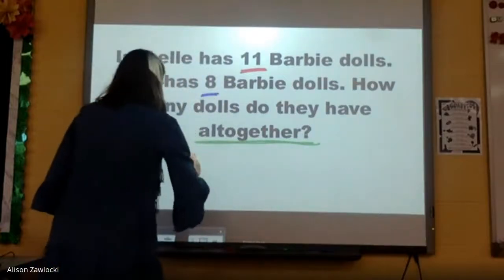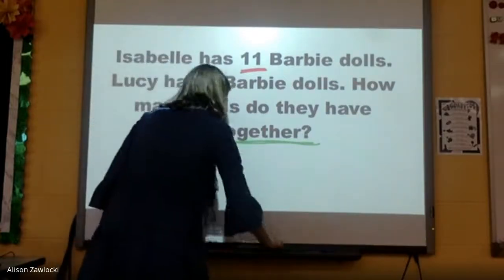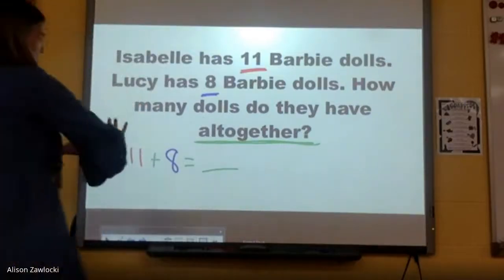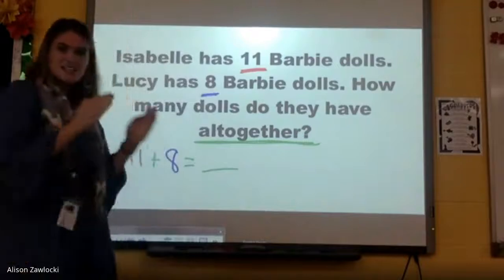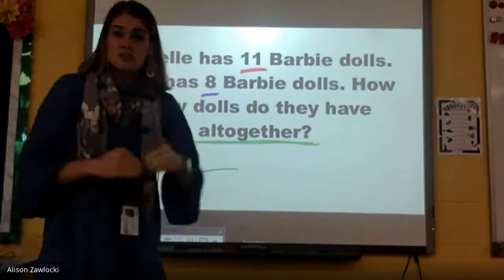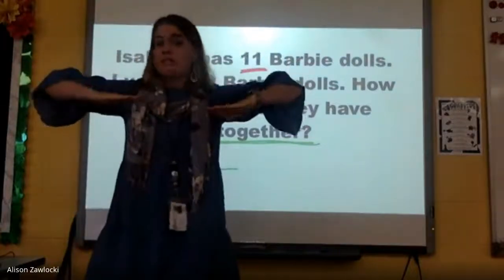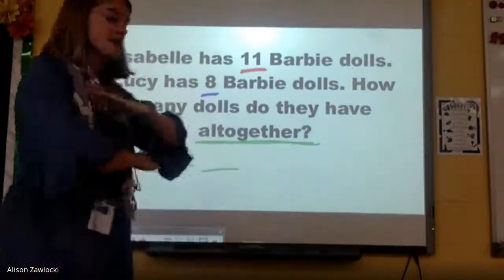How many do they have all together? That's what we're going to draw. Now, when I draw a picture, when I do addition, I am not going to draw all my circles all together because I can't tell what your different numbers are. So I am going to stack them or leave enough space between my pictures. I'm going to stack them on this one.